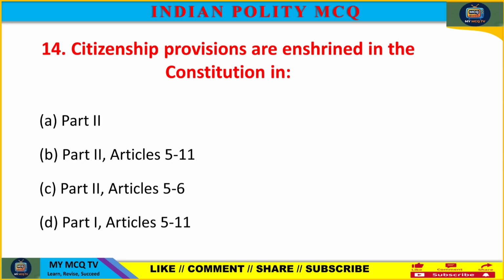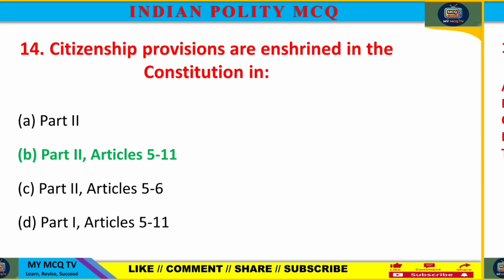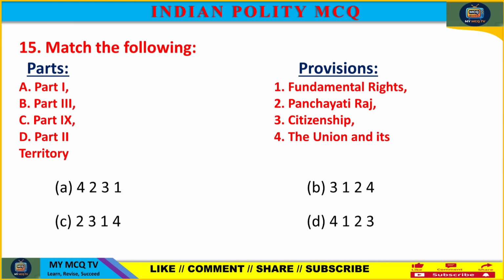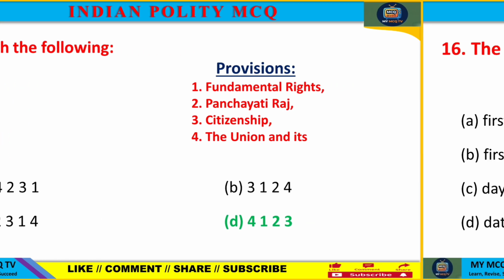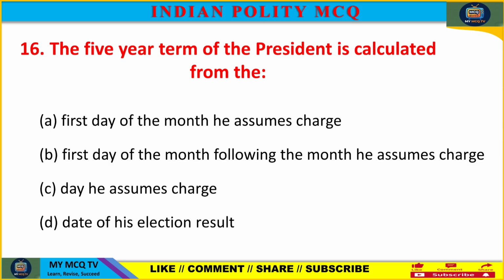Citizenship provisions are enshrined in the Constitution in. Correct answer. B. Part 2. Articles 5 to 11. Match the following. Parts and provisions. Correct answer. D. 4123. The 5-year term of the President is calculated from the.